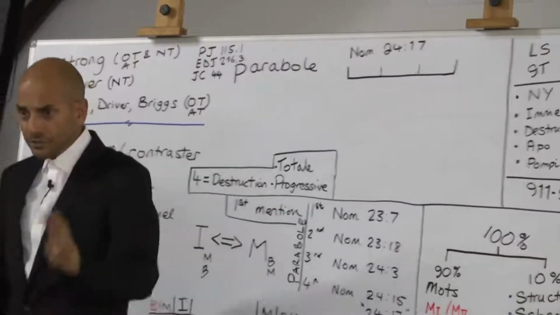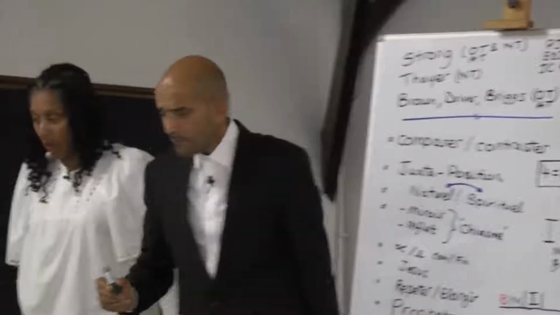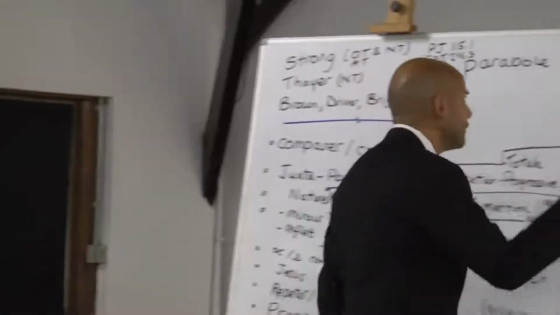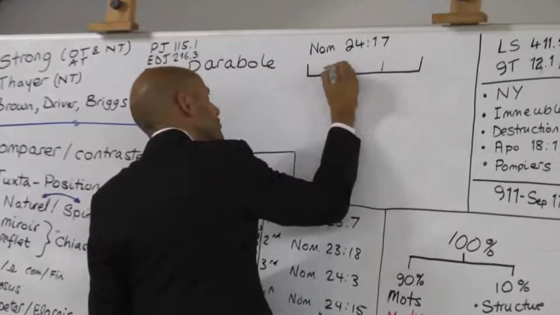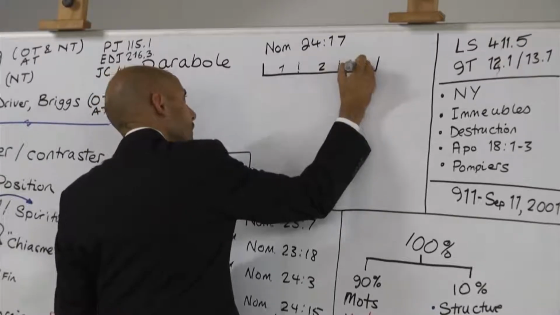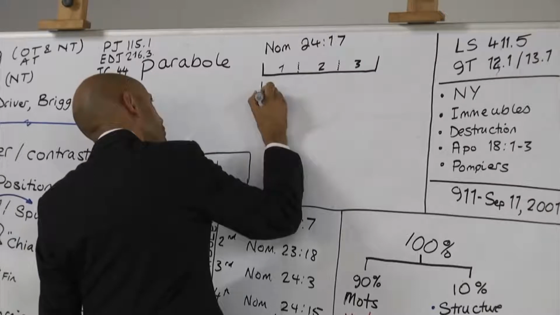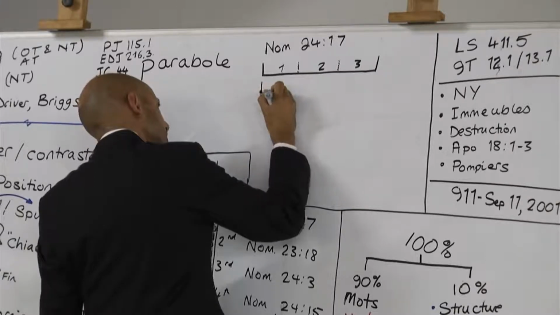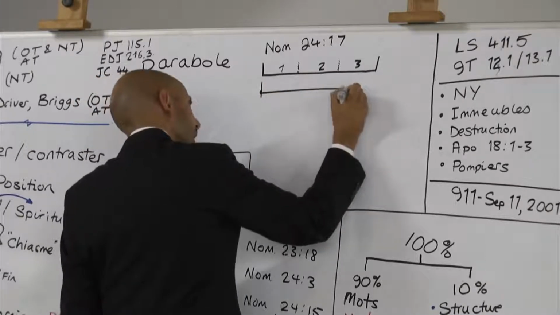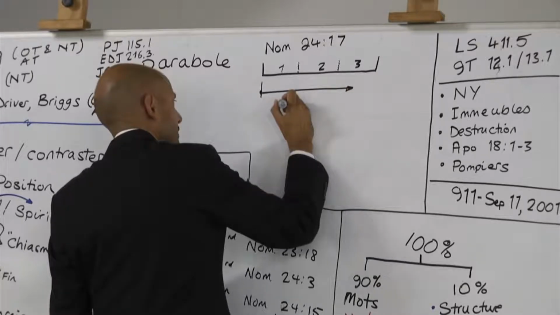We can see there are 3. So I want us to see that the verse is broken into 3 sections, and as you go through those 3 sections, it's a line of progression.